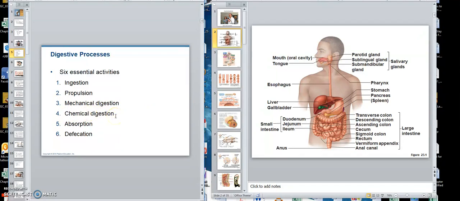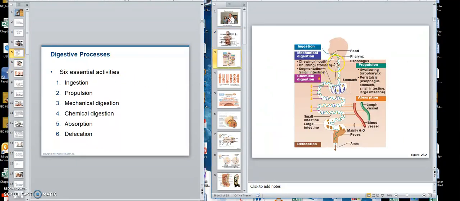We're using enzymes. You remember that from A&P 1. And then some food is absorbed. That's the food that we actually get the nutrition out of. And then some doesn't get absorbed, and so we defecate it out. Simple as that. So that again is ingestion, bringing it in, mechanical digestion, propelling it down, absorbing it. What didn't get absorbed is defecated right there. Chemical digestion involves the enzymes.